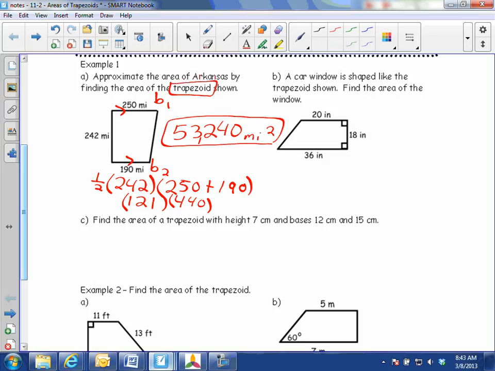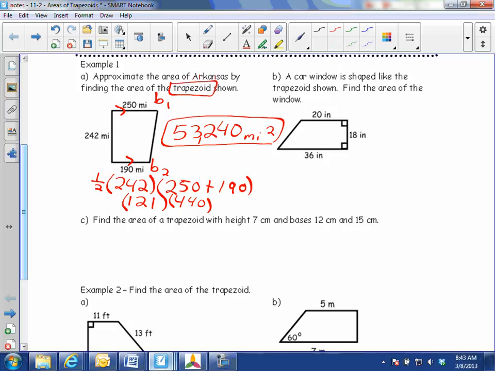And go over to our table. Miles squared. This is the area. So that's a lot of square miles.